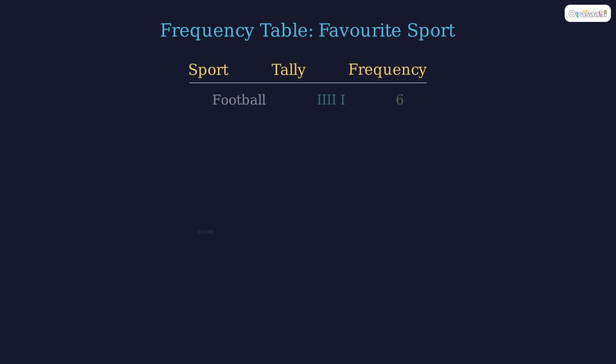Example 1. A teacher asks 30 students their favorite sport. We record answers using tally marks. Every fifth mark crosses the group diagonally.